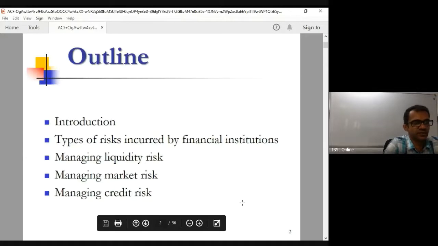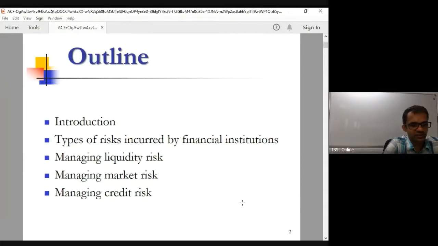Then we'll discuss how to identify your market risks, how to measure that, and what are the ways of mitigating or controlling the market risk, and what are the tools available, and how do we use them to hedge your market risk, the different categories of market risk. We will discuss those in coming weeks.